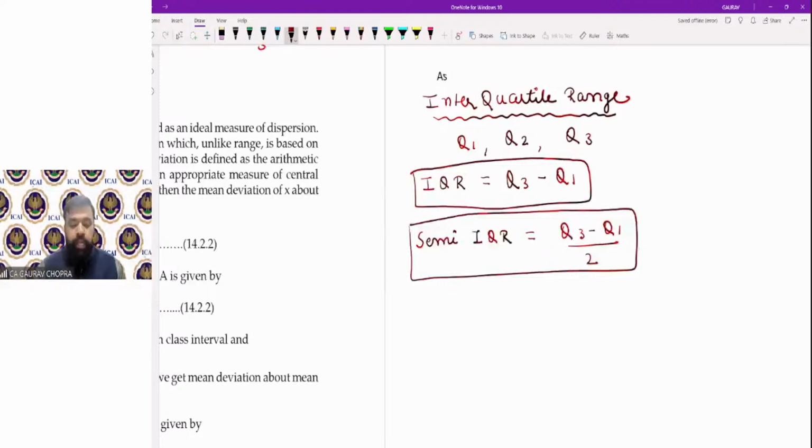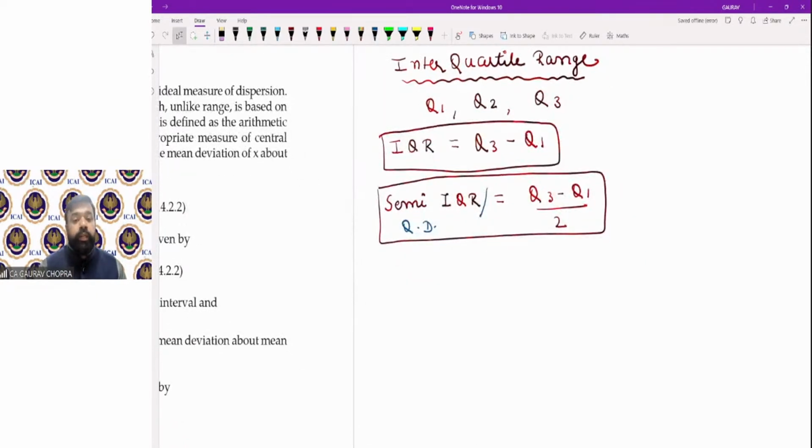Okay. Then this semi interquartile range is basically known as quartile deviation. इसी को हम क्या बोलते हैं? Quartile deviation. Semi interquartile range is commonly known as quartile deviation.